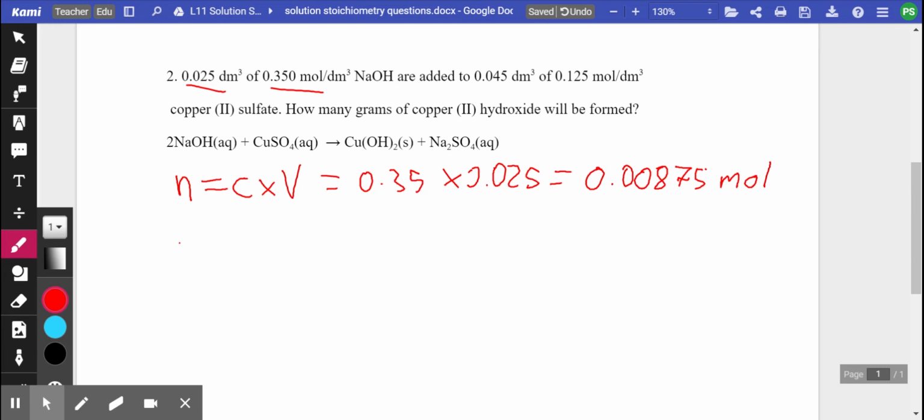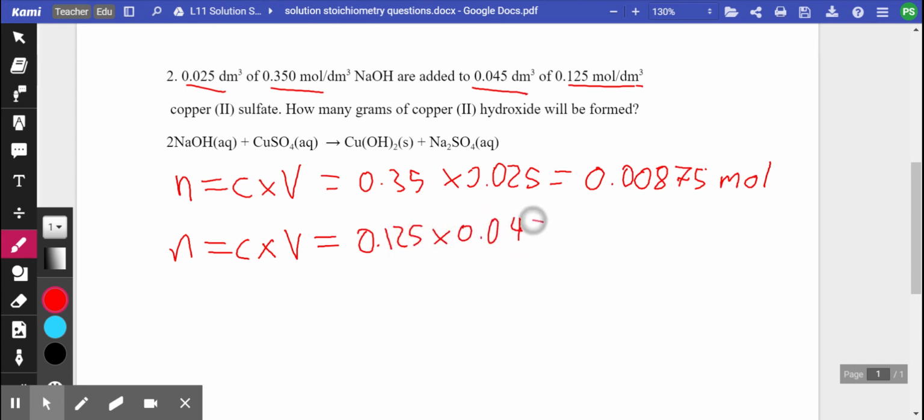Now let's do the same thing for copper sulfate. We use this equation, remember, when we are dealing with solutions, so a chemical dissolved in water usually. And let's do the same thing. I'm not putting the units here just to save some time, but that is good practice too. Okay, we get this number here, 0.05625 moles.